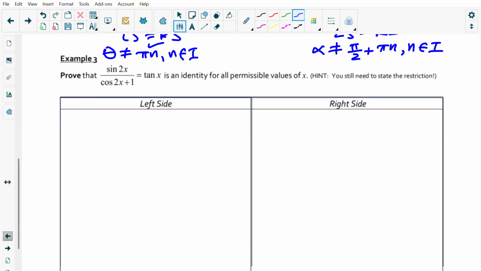Example 3. Prove that sine of 2x divided by cosine of 2x plus 1 equals tangent of x is an identity for all permissible values of x. Hint, you still need to state the restriction. Okay.